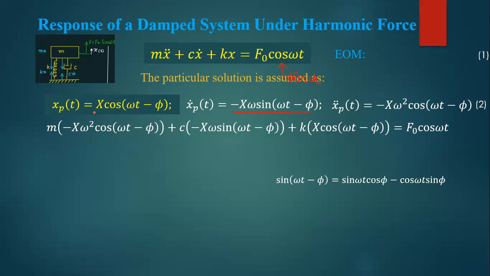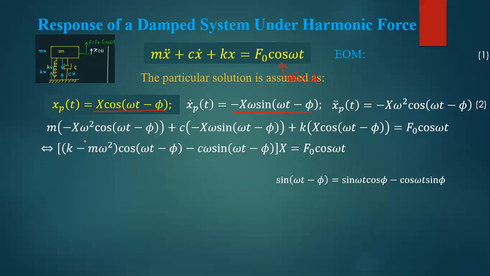So x is the steady state amplitude. Okay, this x is the steady state amplitude, and omega is the frequency of vibration. Okay, so we can substitute these values in this equation, or in the equation of motion. Finally, what we can get is this one.